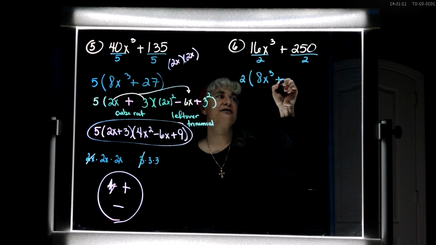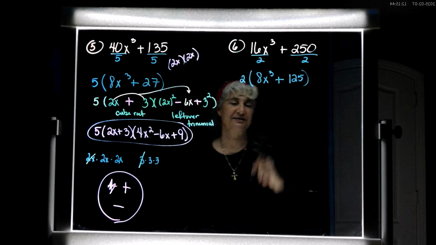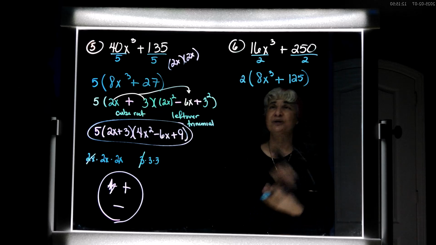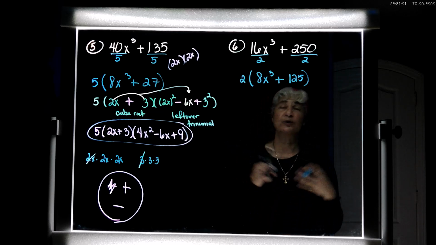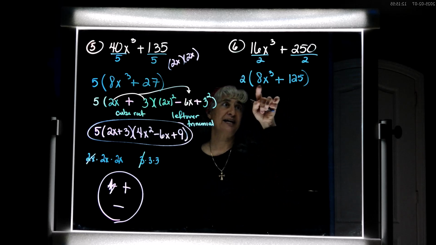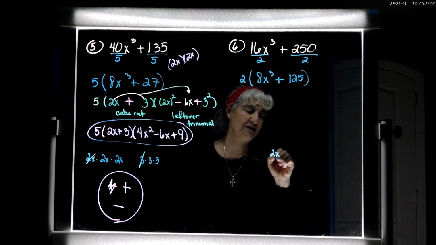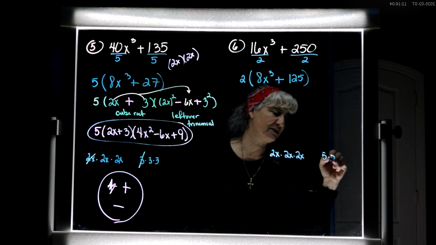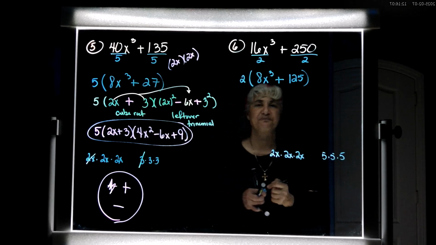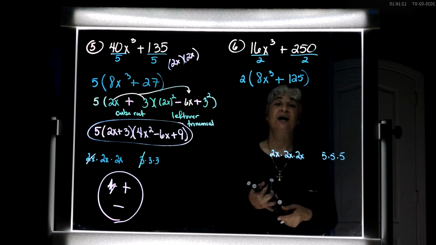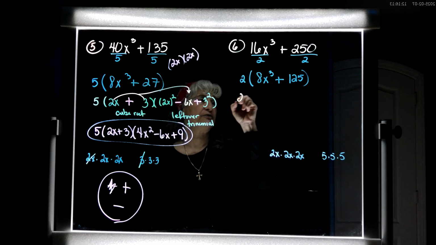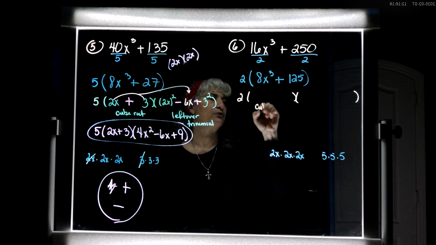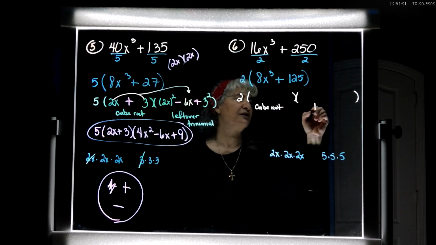8x cubed plus 125. Aha! Can't reduce it any further, but hey, that looks familiar, right? We've dealt with 8 and 125 already. We know they're perfect cubes. As a matter of fact, 8x to the third is 2x times 2x times 2x, and the 125 is 5 times 5 times 5. Good. Excellent. Now what? Parentheses. Okay, got to bring the 2. How many? 2 parentheses. The first one's called the cube root. The second one is called the leftover.